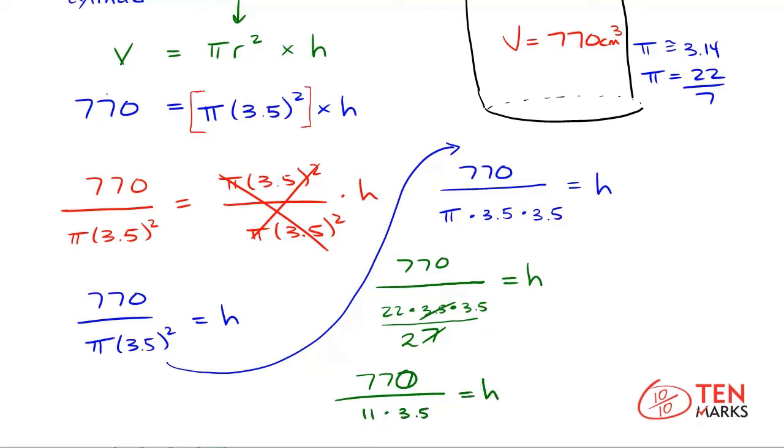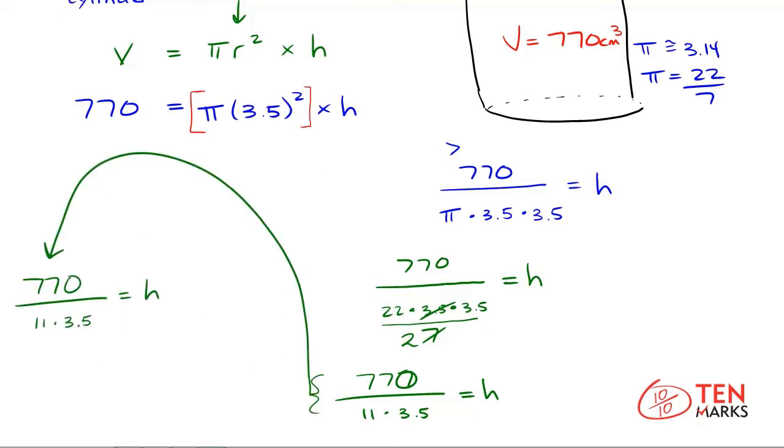Now I'm going to erase some of the work over here on the left that we did and make room to continue solving for h. 11 times 3.5 equals 38.5. So let me just replace this denominator now with the actual value. So you have 38.5. So now to solve for h, divide 770 by 38.5. And when you do that, you get a value of 20. Now remember, all of the measurements were in centimeters, so that means the height of the cylinder is 20 centimeters.